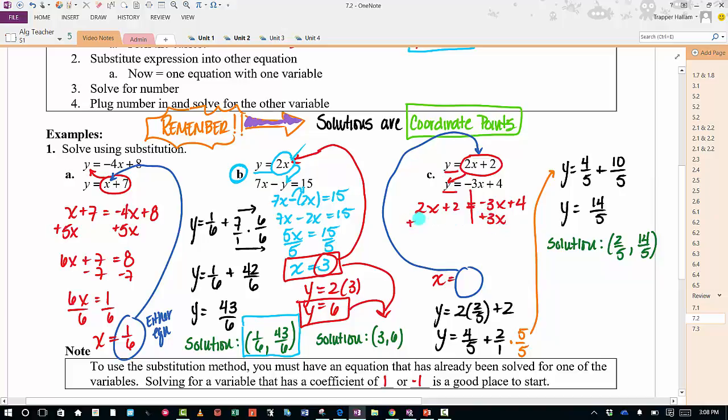It's going to keep me positive. So 3x to the other side. Those turn to 0. And I'm going to move this 2 to the other side. Mr. Hallam, are you doing 2 steps in one? Yeah, I don't have a lot of room. So those turn to 0. What do I have left?